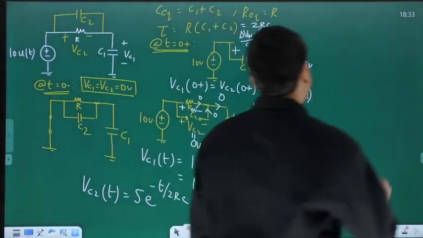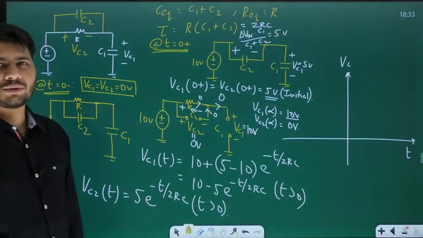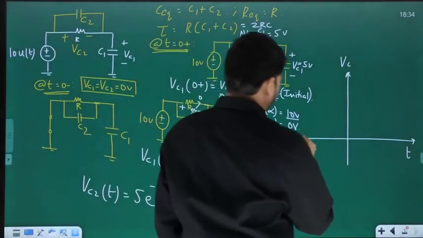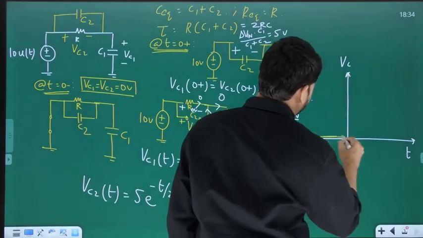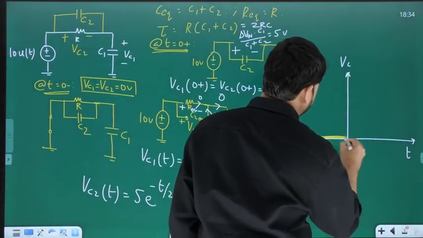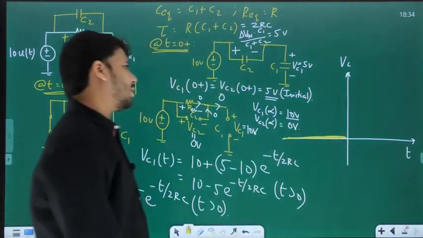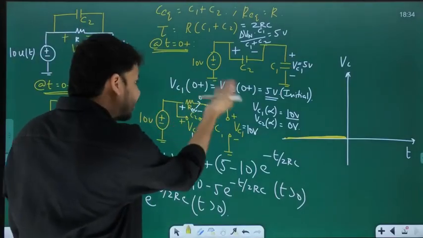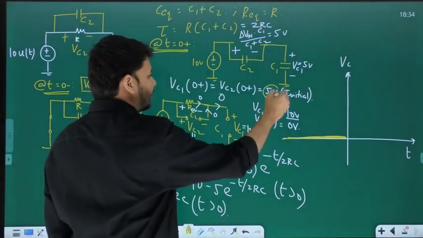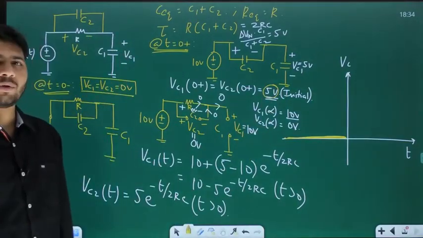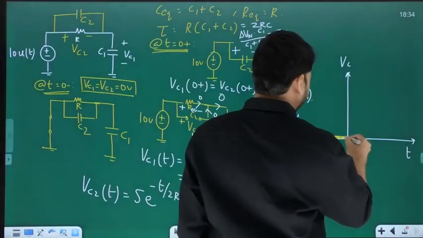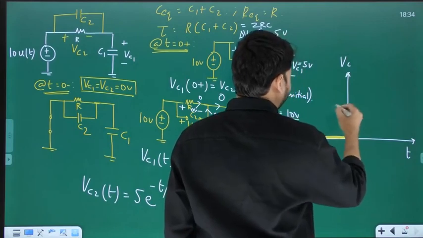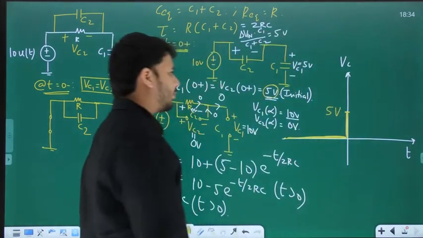Let me also plot both VC1 and VC2 versus time. Look at this. VC1 up to t equal to 0 is 0, like this. And what is happening to the value of VC1 at t equal to 0? Just before t equal to 0, it is 0. And just after t equal to 0, it is not 0, it is 5 volts. Is it not suddenly changing from 0 to 5 volts? Yes. So at t equal to 0, the value of VC1 suddenly changes from 0 to 5 volts.